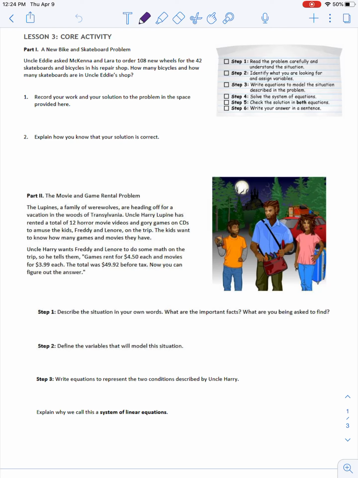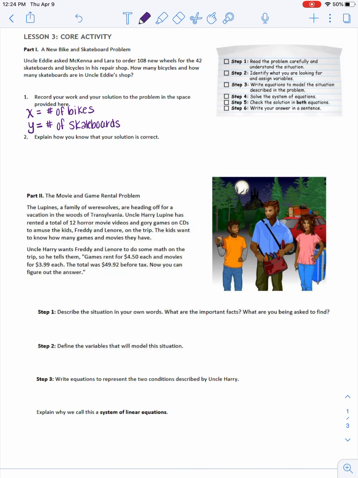So the first thing that we need to do is define our variables. We should always be doing that first. So we need to define what X and Y are. And X and Y are going to be whatever you're being asked to find. So for this problem, I'm going to label X the number of bicycles and Y the number of skateboards, because those are the two things that we're being asked to find.